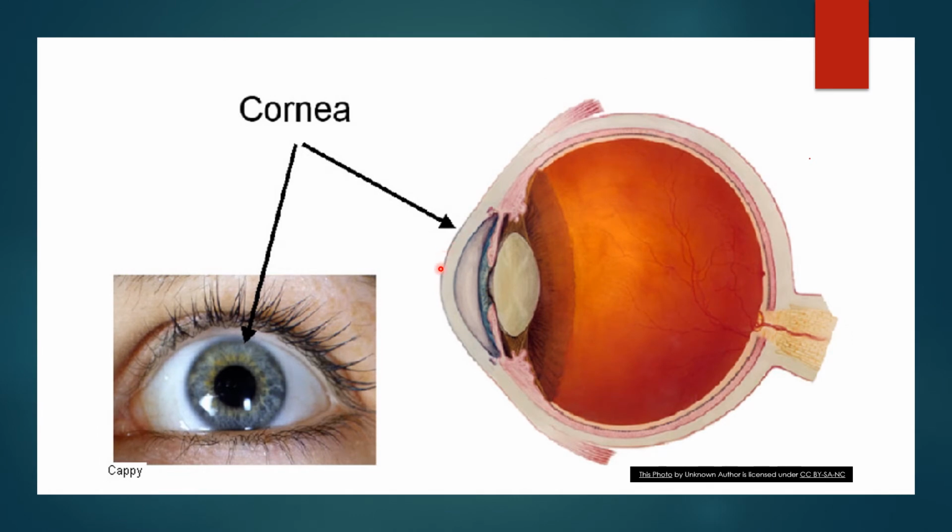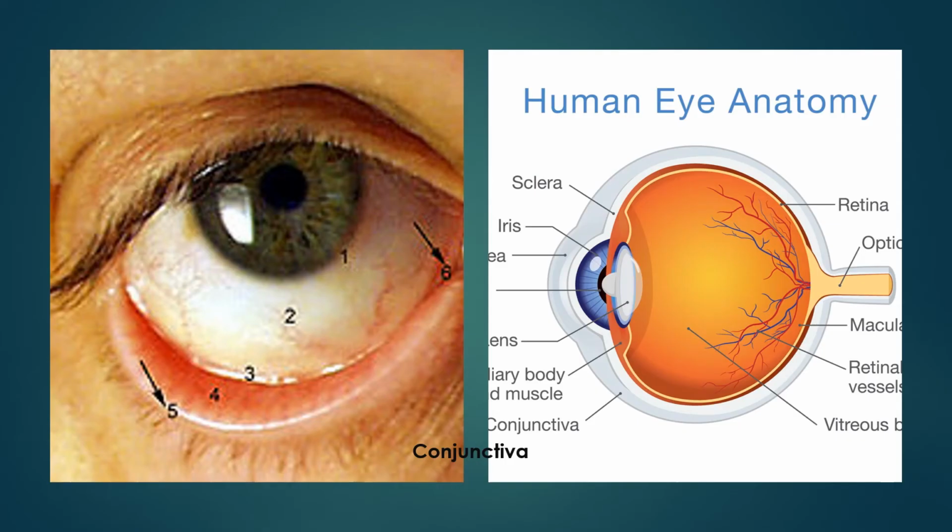Cornea. This is specialized tissue. It's transparent. The bulging curvature here provides the focal strength for the eye. This is the conjunctiva. It's a clear membrane that covers the sclera and lines the inner portion of the eyelids. Right here.